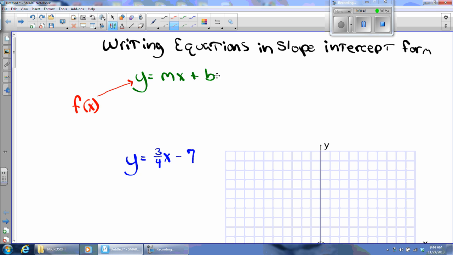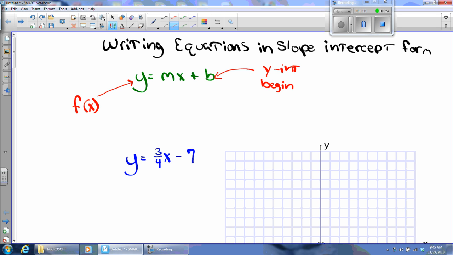Now, I've mentioned this in class, and I think Mr. Freund, you kind of came up with something about b. Remember, b is the y-intercept, but they use the letter b because it means to begin, right? It's how we start the graph.